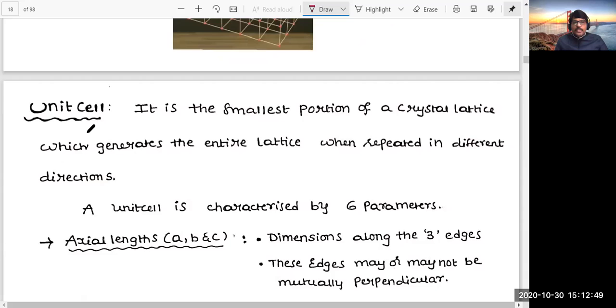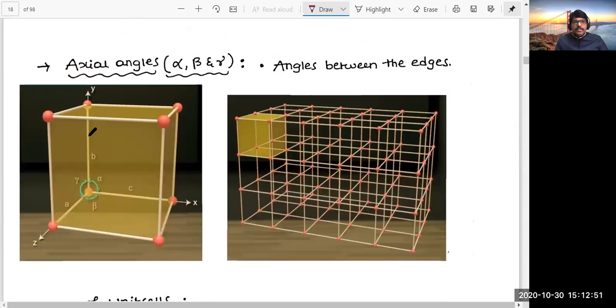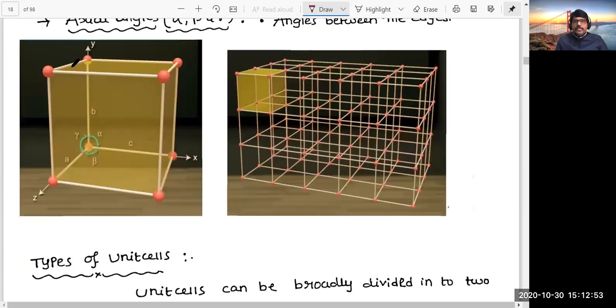What is the exact meaning of unit cell? What are the different types of parameters we have for unit cells? See, we just discussed the space lattice, right? This is a space lattice. In this space lattice, you have the smallest repeating unit. The smallest repeating unit of a space lattice is called a unit cell.